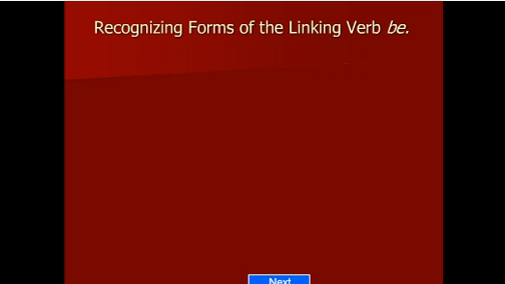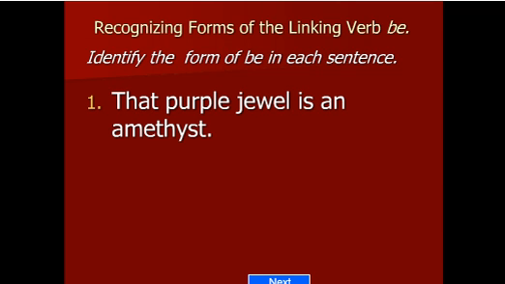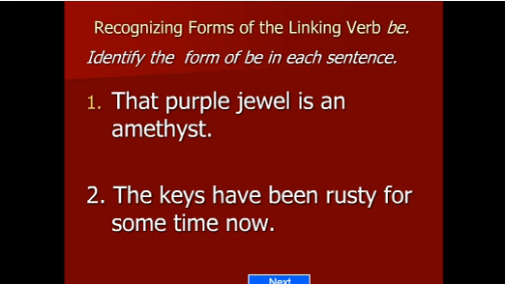Action verbs. You have to recognize forms of the linking verb be because it's the most common linking verb. We're going to identify it in each sentence. That purple jewel is an amethyst. Do you know what the linking verb is? The keys have been rusty for some time now. What about there? What's the linking verb? If you said is in the first sentence and have been in the second, you'd be right.